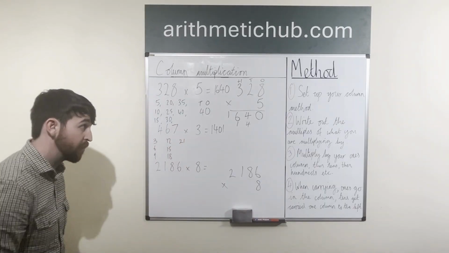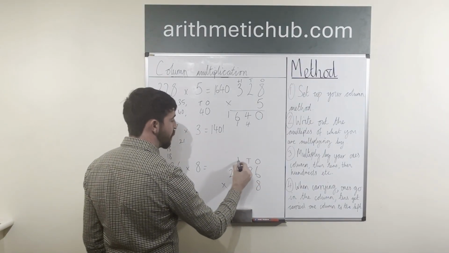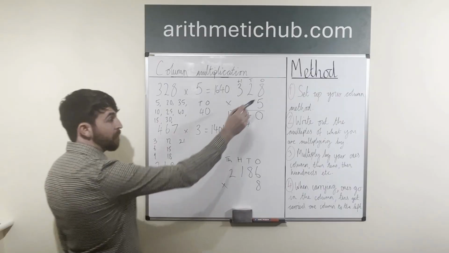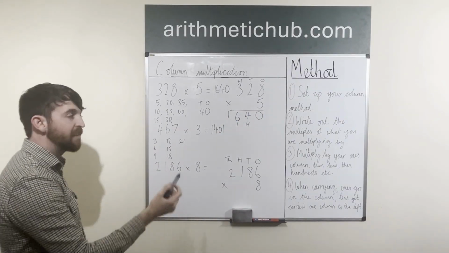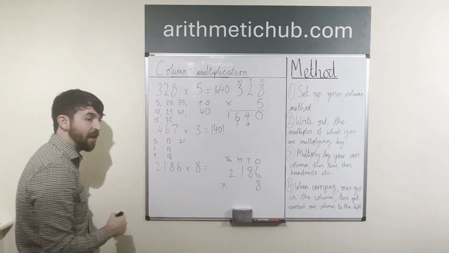Now I've got thousands, so I can put my place value columns in. Ones, tens, hundreds, thousands. Have I set up a column method? Yes, I have. Second part, write out the multiples of what you're multiplying by. So now I'm going to need to write my 8s out.